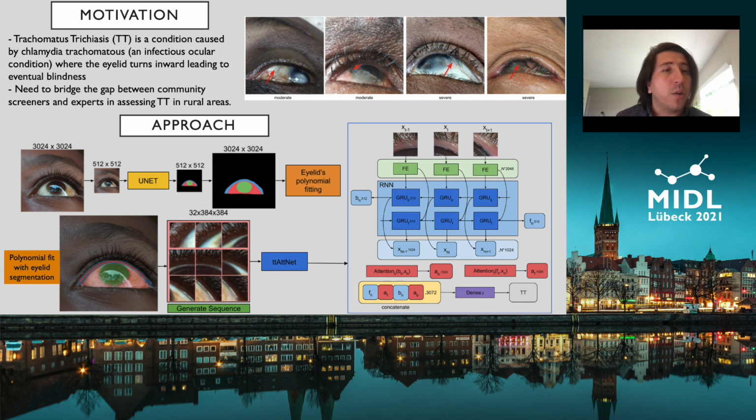So what is the motivation of this work? Trachoma is the leading infectious cause of blindness worldwide. It is transmitted from person to person through ocular and nasal secretions or eye-seeking flies that carry the infection from one person to another. The repeated infections may cause eyelid scarring, and it causes the eyelid to turn inward and the eyelashes to touch the globe of the eye. This condition is called trachomatous trichiasis, or TT.